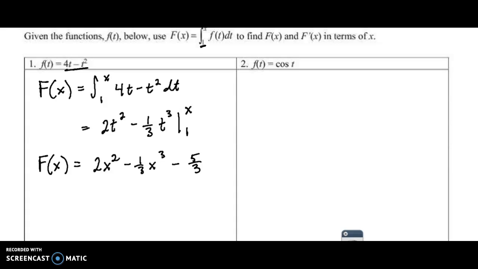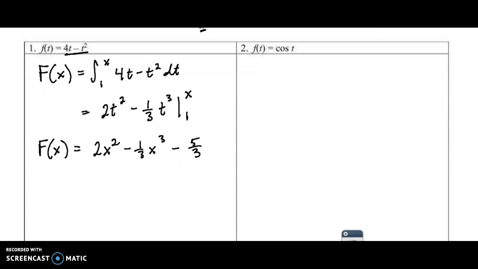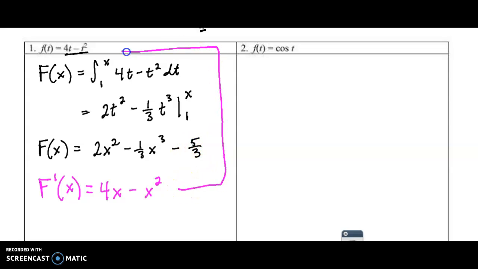But that's not really the point I'm trying to get at in this lesson. The point I'm trying to get at is what's the derivative of that? Well, the derivative of that, you'd bring the 2 in front. Well, 2 times 2 is 4, x to the first power. Don't have to write that. And then bring that 3 in front. 3 times 1/3 is 1, x squared. And then the derivative of a constant is 0. So the whole premise of this, I bet this is obvious right now, is that the derivative is equal to the original problem, except we replace the t's with x's.